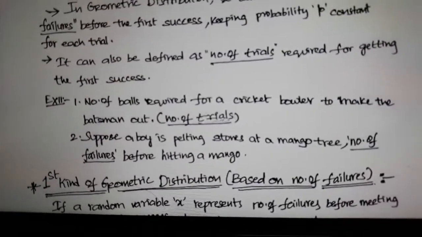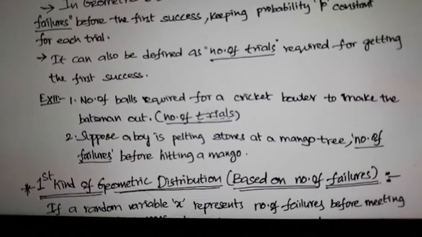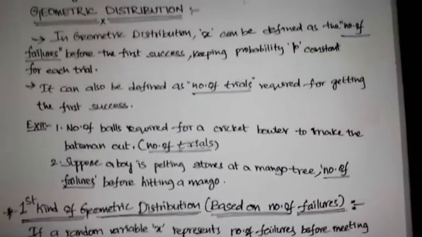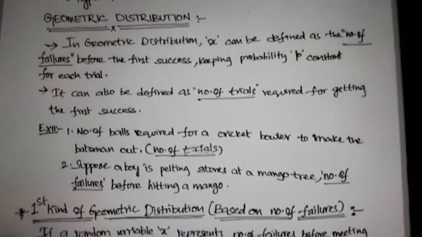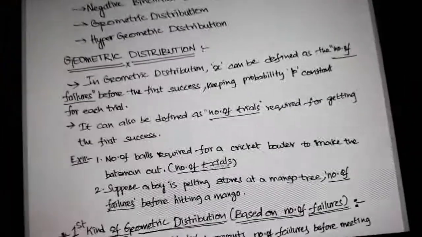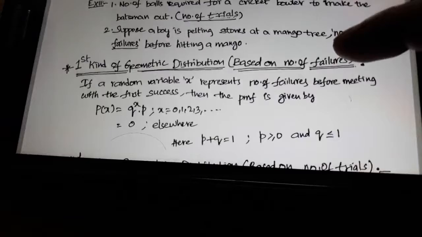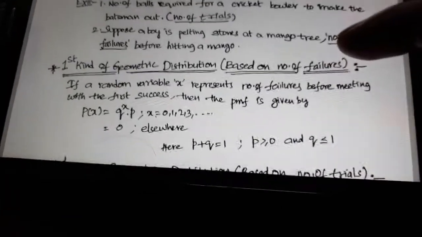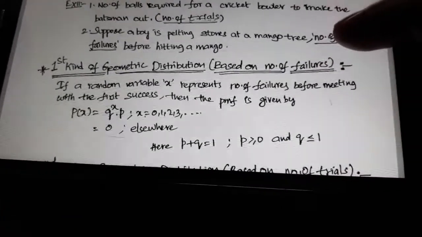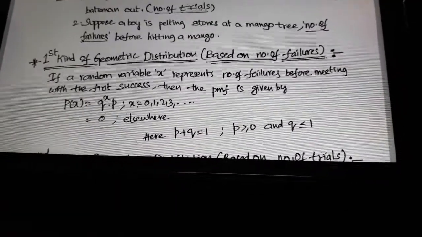Suppose a boy is pelting stones at a mango tree. The number of failures before hitting a mango follows a geometric distribution. There are two kinds of geometric distributions: one is based on the failures, another is based on the trials. If x is a random variable representing the number of failures before the first success, then the PDF is given by p of x is q power x into p.